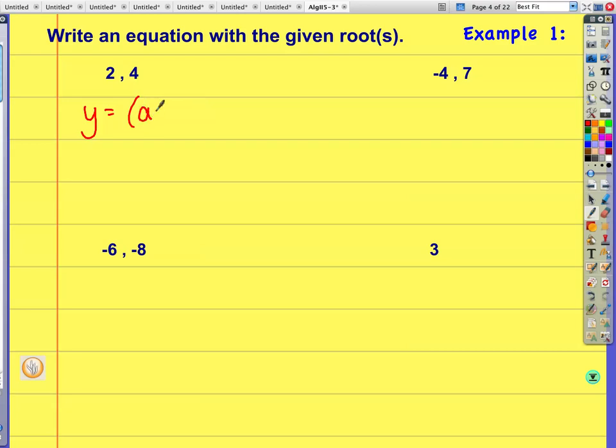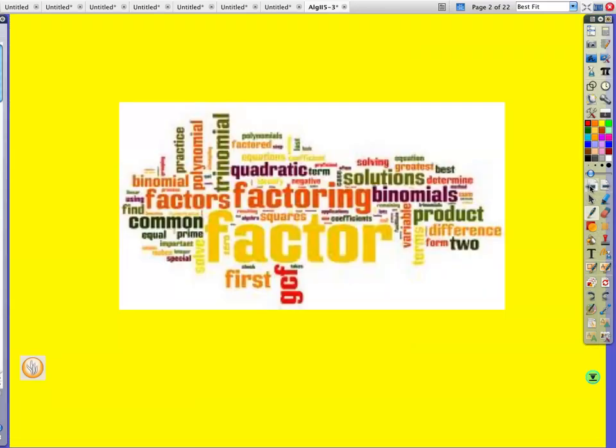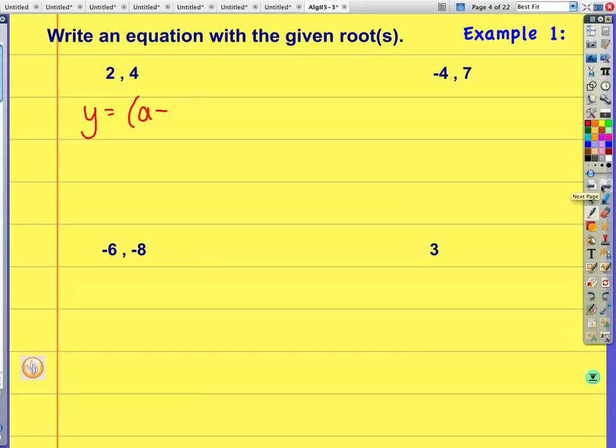Hold on, let's go back a page here so you can see. You've got your x minus p and your x minus q. P and q are the x-intercepts. These are the roots. So this is your x-intercept and this is your other x-intercept. I want to use x to make it look like the same page as before. So you're going to have x minus 2, and then you have x minus 4.